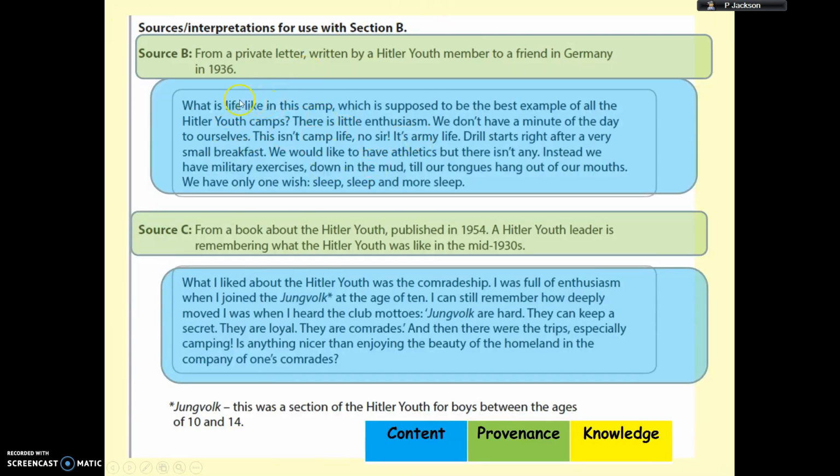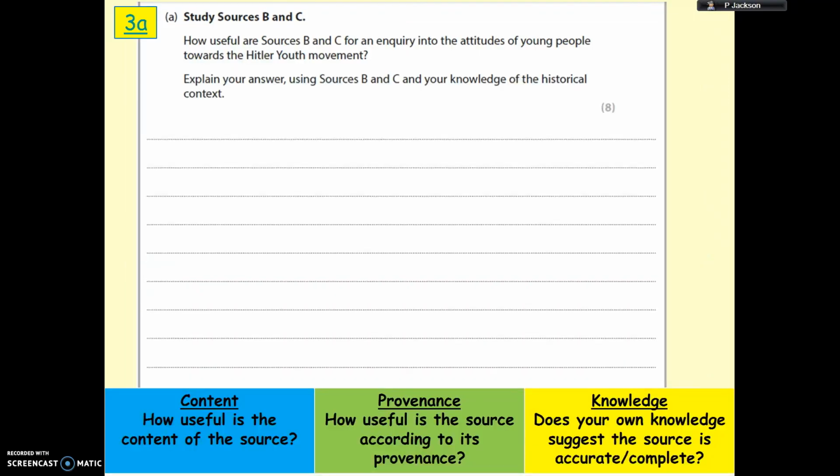The best way to think about it is that content is what it actually says. That's colour coded in blue here, content, and then the provenance is the blurb. Sometimes I call it, it tells you where the source has come from. So you need to write about both of those and determine how useful a source is, and then also bring in some of your knowledge. So does it fit in with what you already know? Does it seem like it's giving you the whole story, for example? That's how you go about doing question 3A.